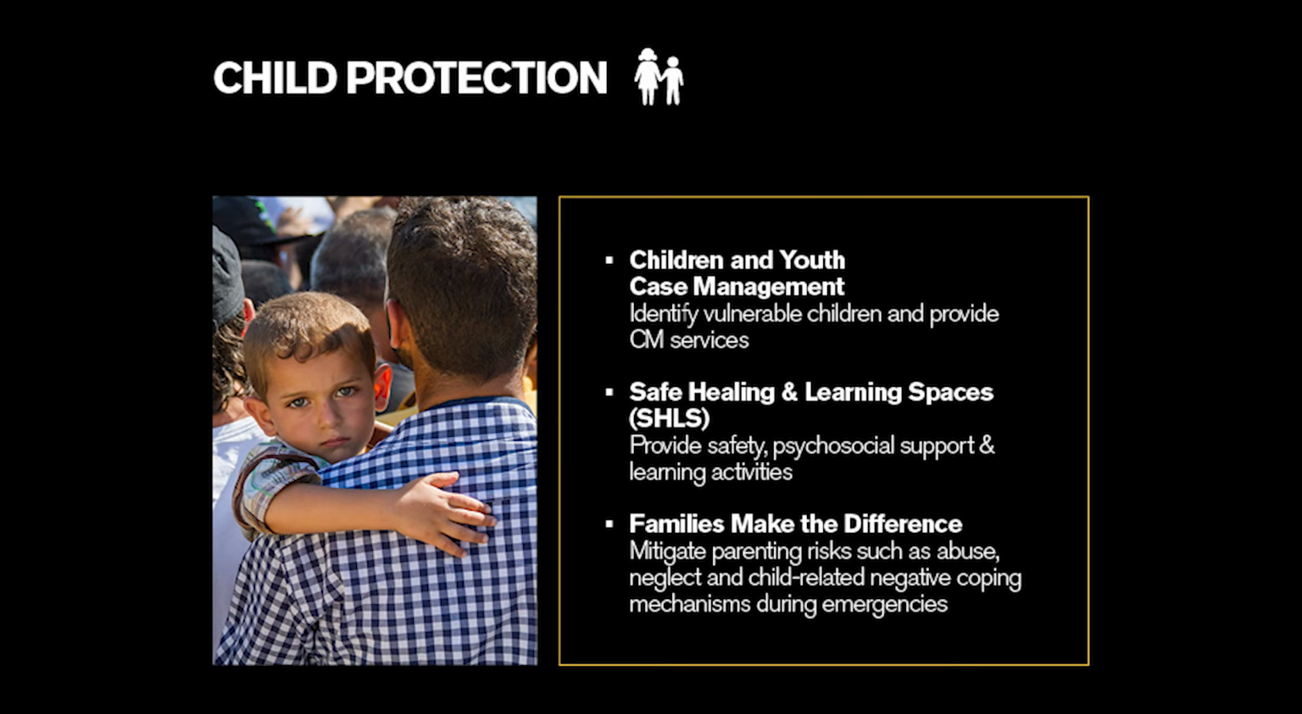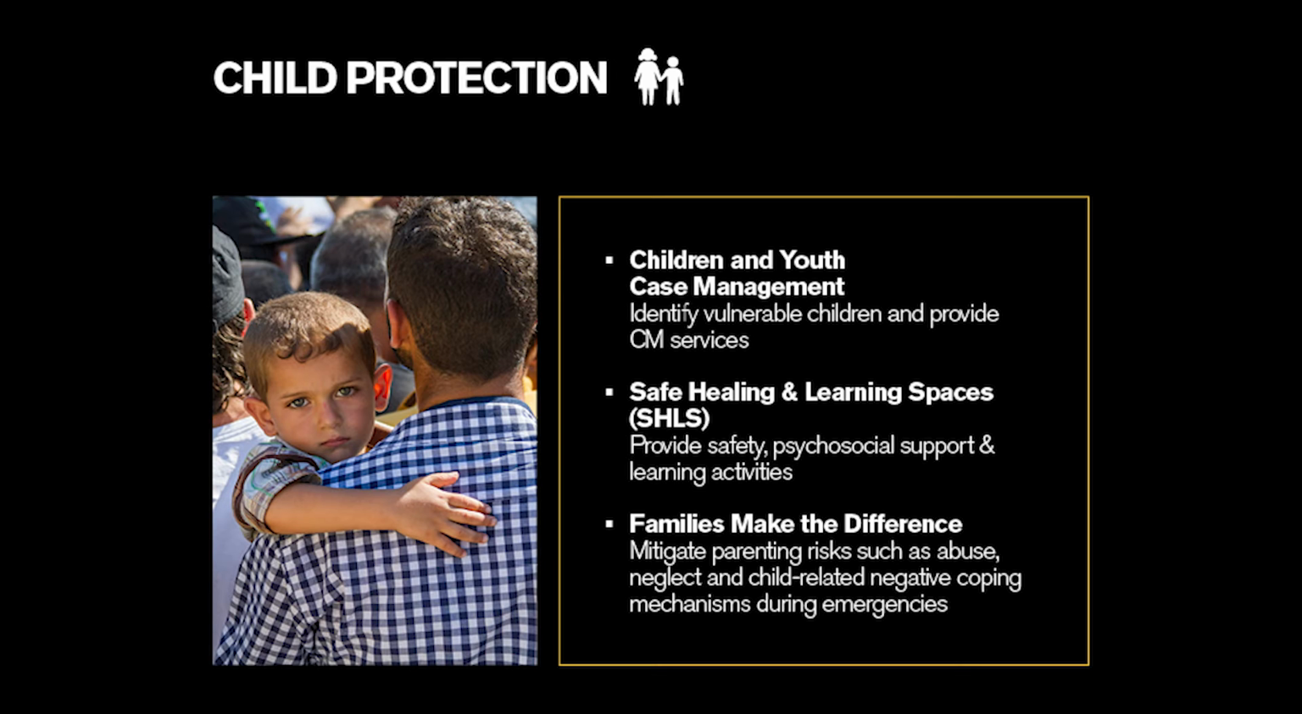There are 7 STEP 2.0 projects that live within the newly formed Violence Prevention and Response Unit, or VPRU. 3 projects focus specifically on the protection of children during humanitarian emergencies. The Children and Youth Case Management Project seeks to identify children particularly at risk of harm or exploitation and protect their safety and well-being through individual case management.